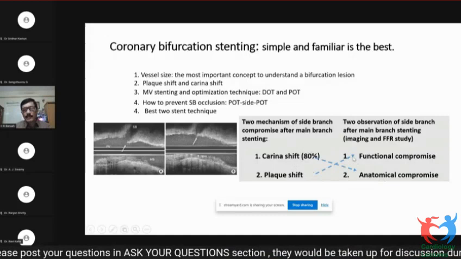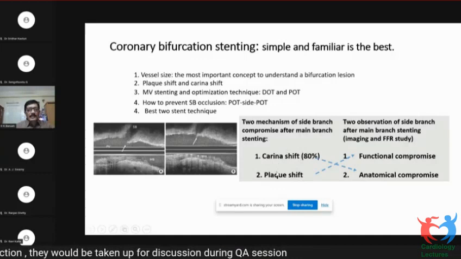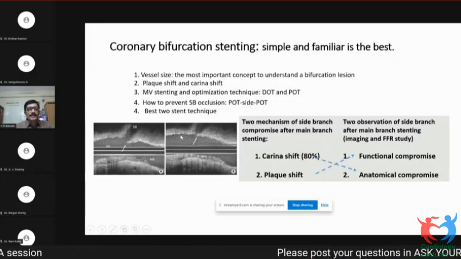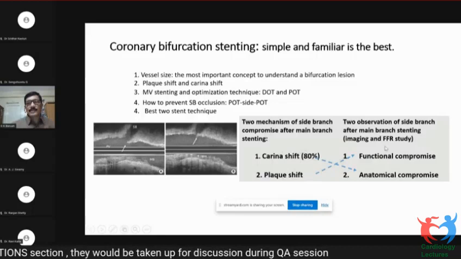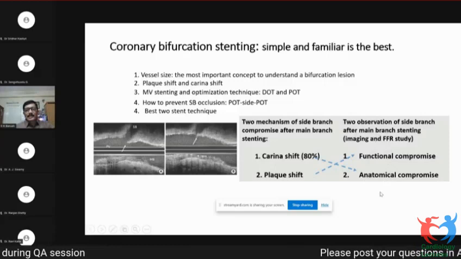Functional compromise mostly occurs because of the plaque shift, and plaque shift mostly comes from the main branch. We should understand that if there is main vessel disease, the chances of plaque shift will be more, especially in acute coronary syndrome. So carina shift, although 80% of the time it is due to anatomical compromise, is not necessarily a functional compromise. You should understand this anatomical and functional compromise in bifurcation technique.